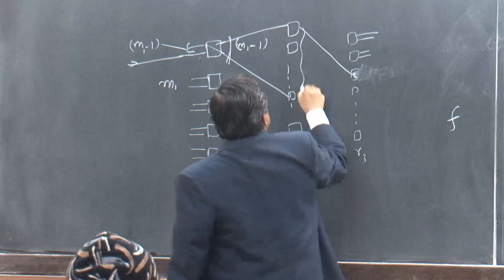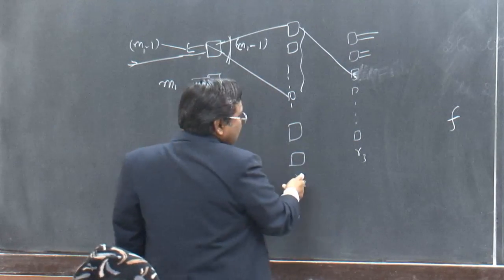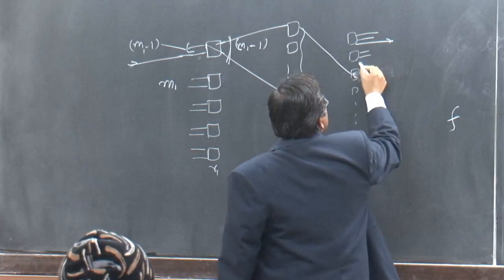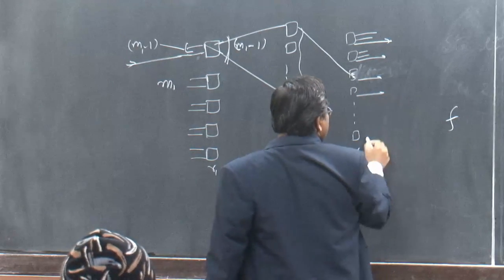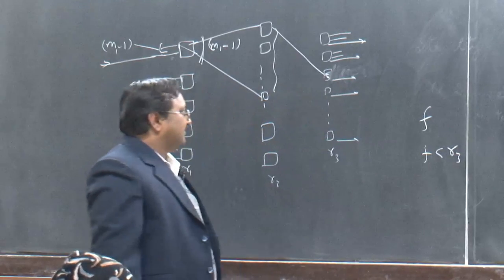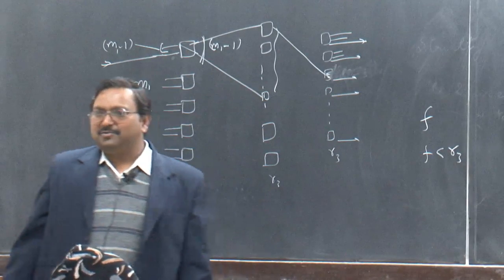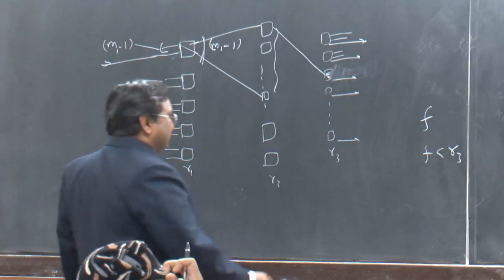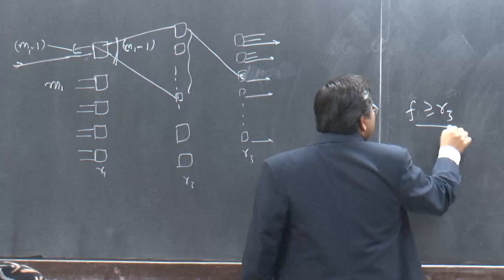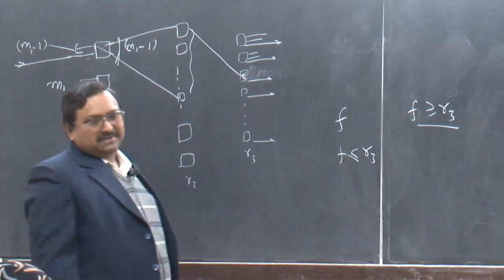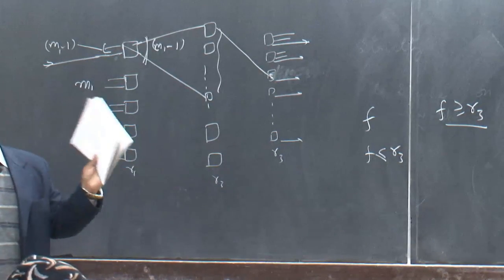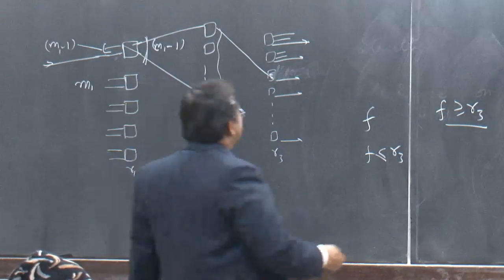These are occupied switches. I require some free switch to connect to the F possibilities, and F fan outs are going to happen at this point, this point, this point. So I am assuming that F is less than or equal to R3. The moment F is greater than or equal to R3, I will simply take R3 as the fan out. Now that's very important. So the condition between the minimum of the two will come.